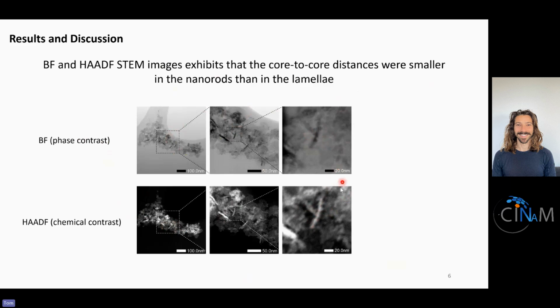here and here we clearly see that they are the same. So that indicates the nanorod are composed of iron oxide core, and the density inside the nanorod is higher than in a lamella.